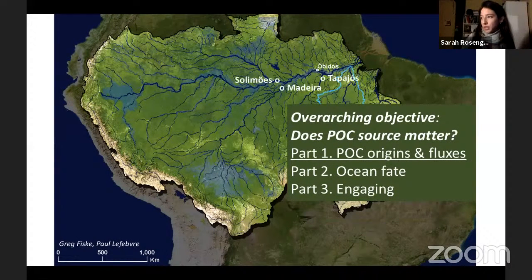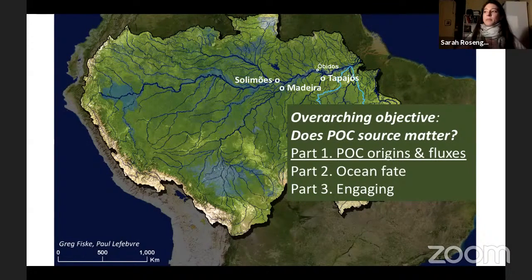So to start, now that we have thermal stability as a tool to look at, I will start by just looking at particulate organic carbon in the main stem at Óbidos. A few of the previous talks have described Óbidos as the most downstream gauging station that is free from tidal influence in the Amazon River main stem. So for that reason we got our samples from there.